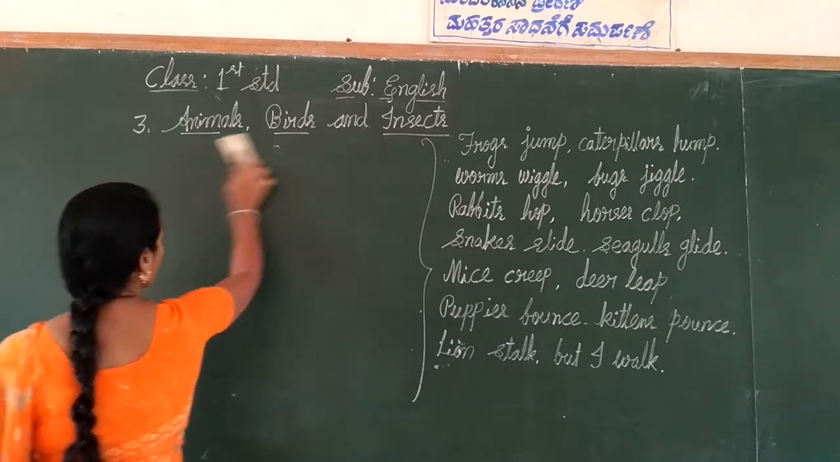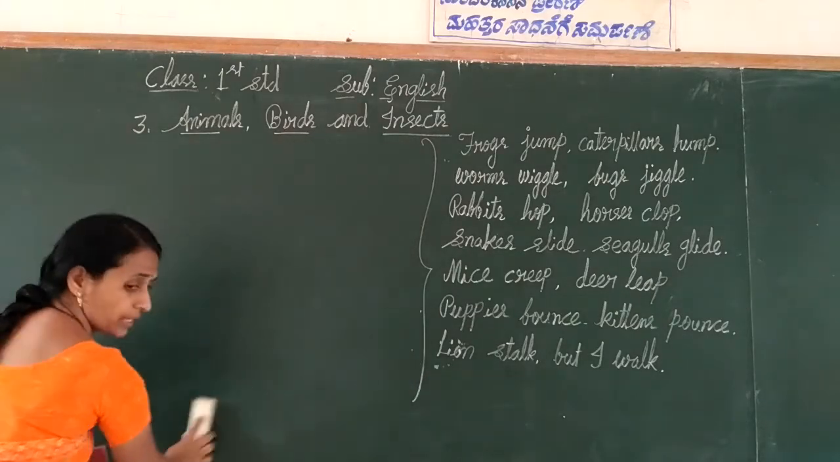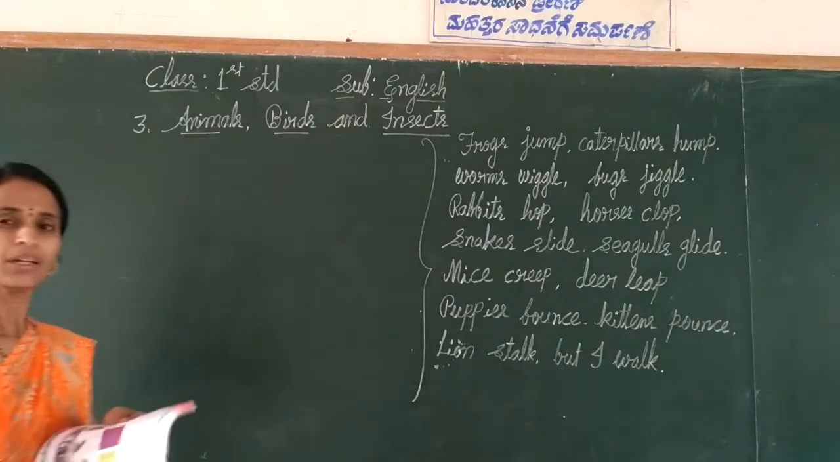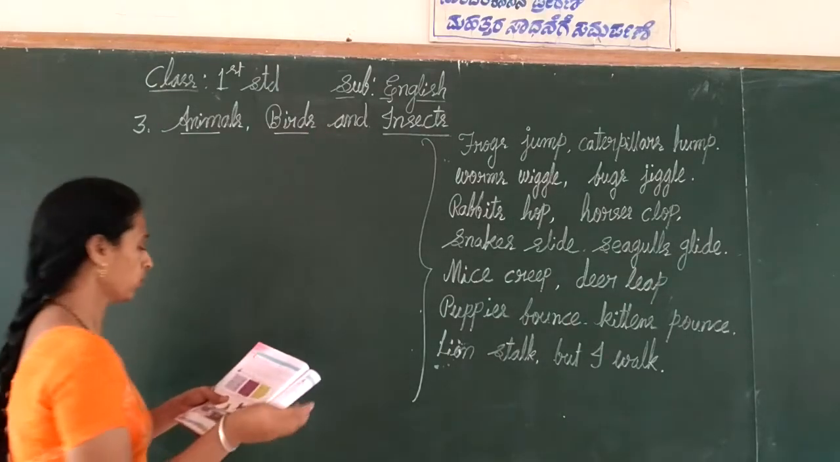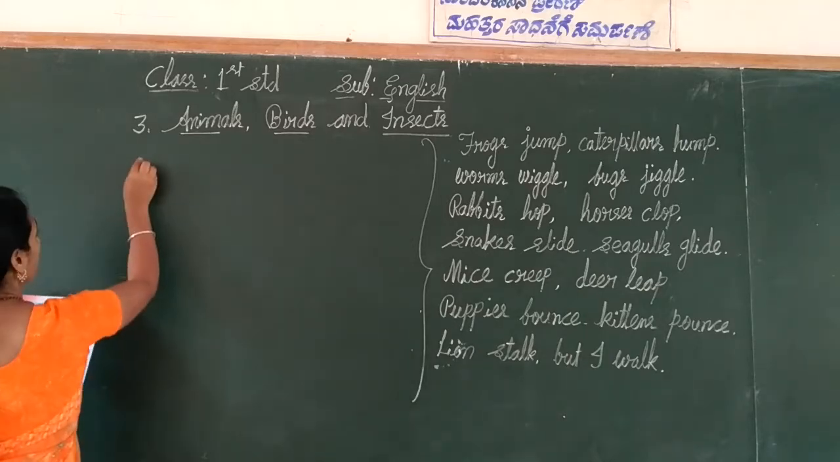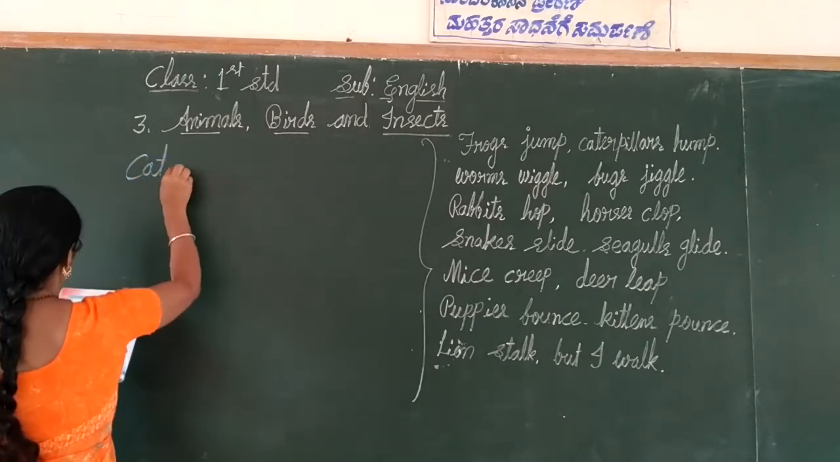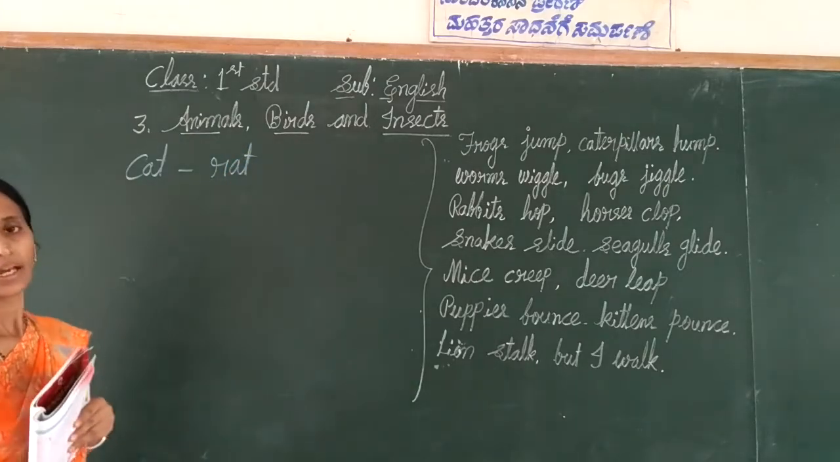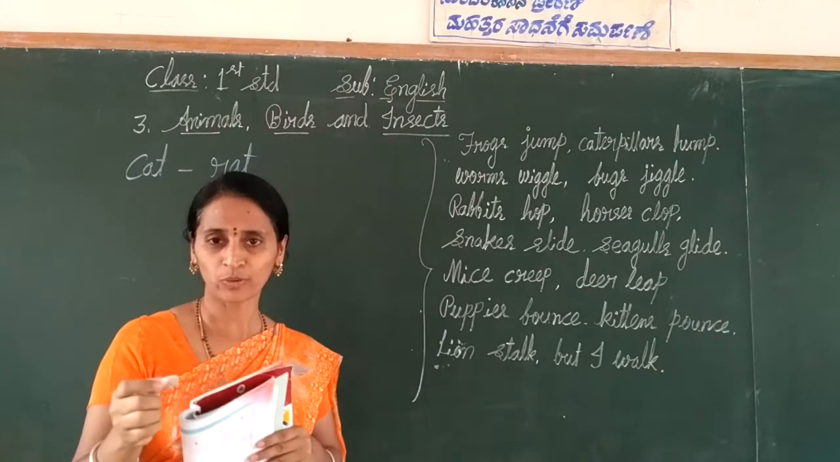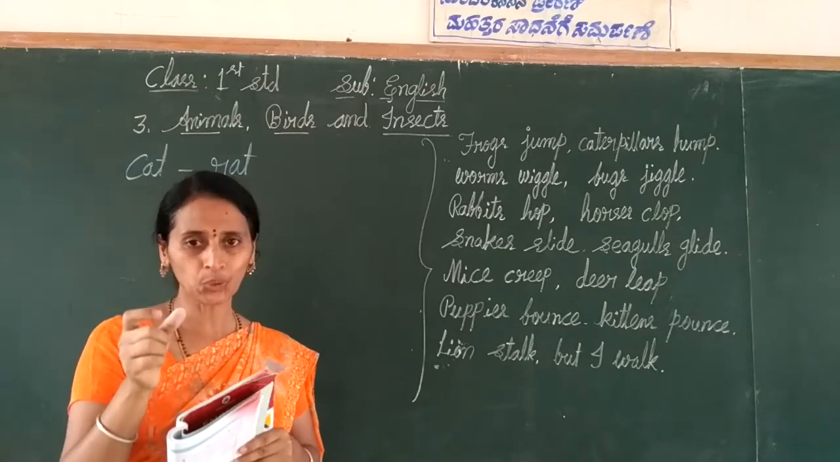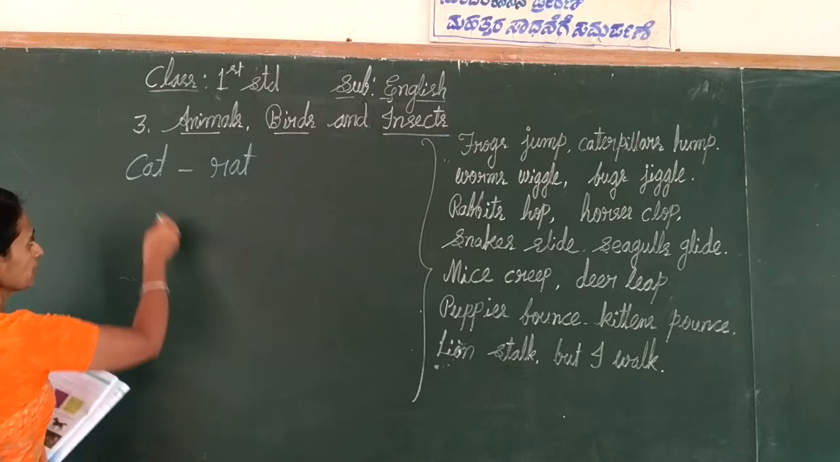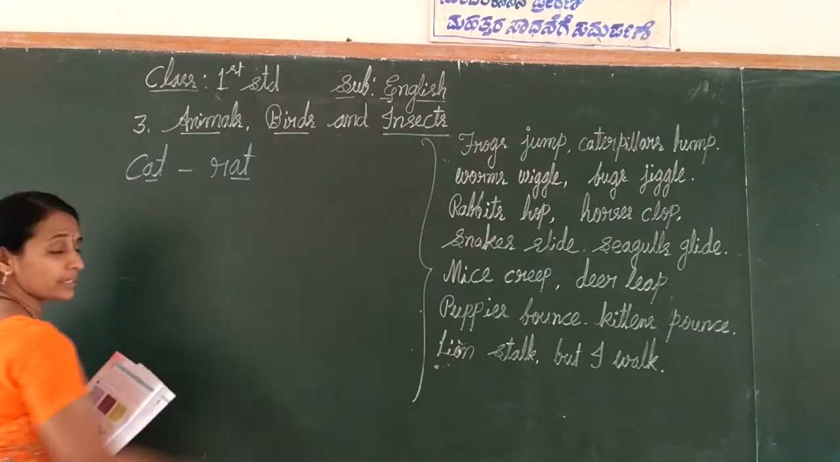Students, here are some rhyming words. See, only three letters. Cat, rat. Once again, what are rhyming words? Rhyming words are words where the last two or three letters are the same. That's why we call them rhyming words. See, cat, rat, A-T.